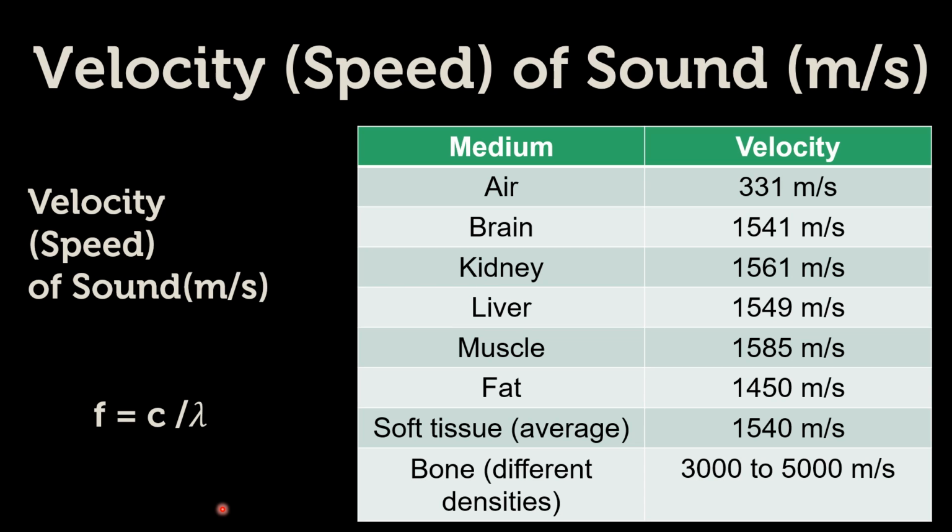Velocity or speed of sound is a unique value for each organ in the human body, and its symbol is C. The average speed of sound in human tissues is 1540 metres per second, and this is the value that the ultrasound machine measurement algorithms use to calculate the position of an echo on the image display.